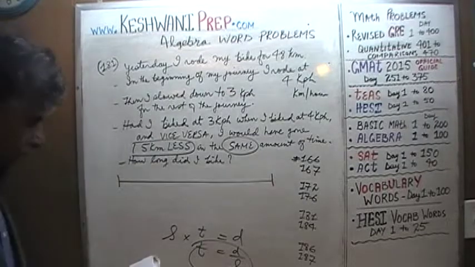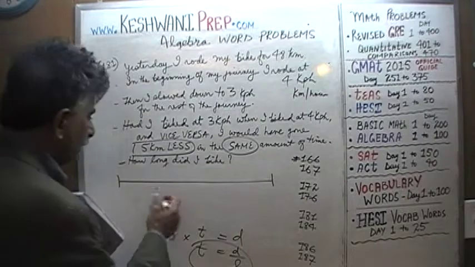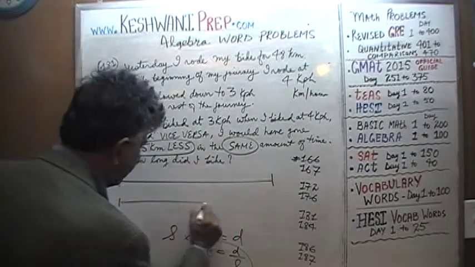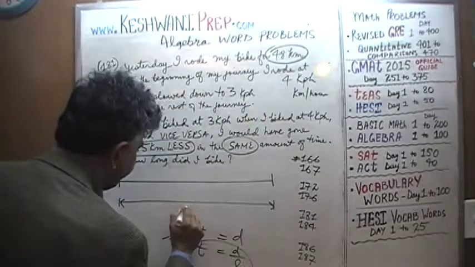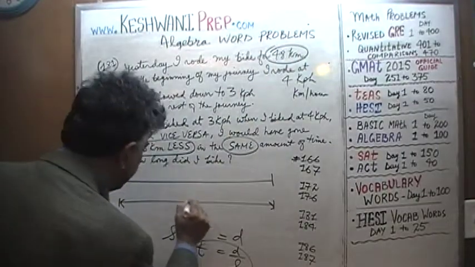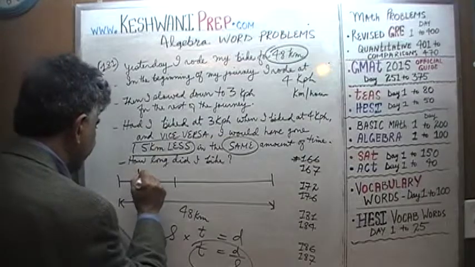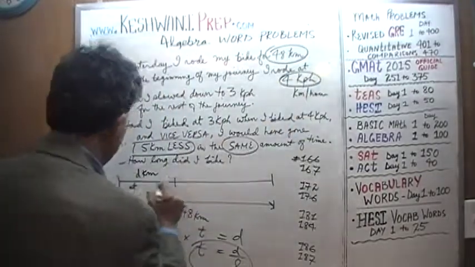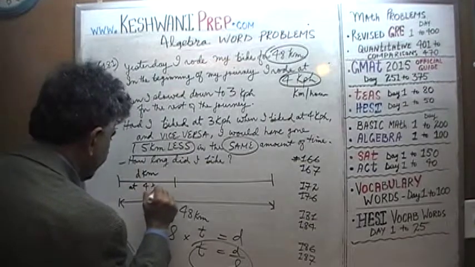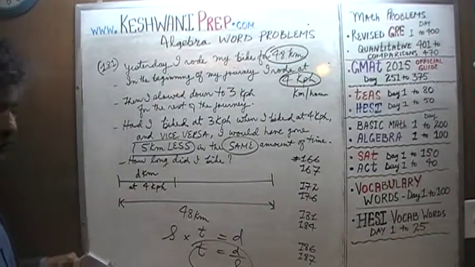Okay, here we go. The total distance from here to here, we know, is 48 kilometers. We are told that. Part of that distance, let's call it d kilometers, I was going in the beginning at 4 kilometers per hour. That's the beginning part. Then I slowed down.